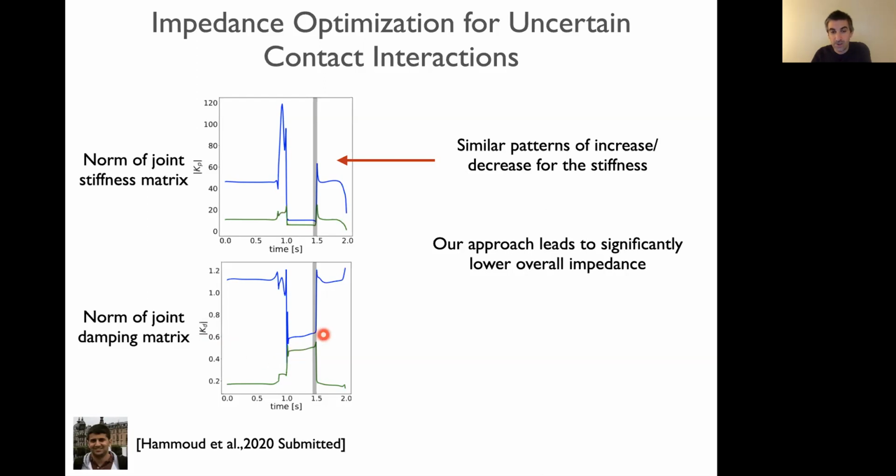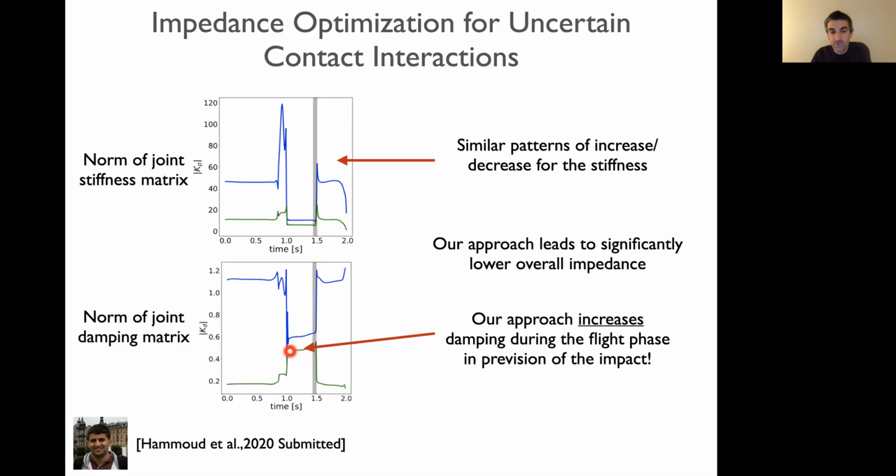It means that during the flight phase, our approach increases the damping, so the DDP decreased damping during the flight phase. In our case, it anticipates the contact and increases the damping a lot. Basically, it foresees the fact that it's going to have to dissipate the impact.